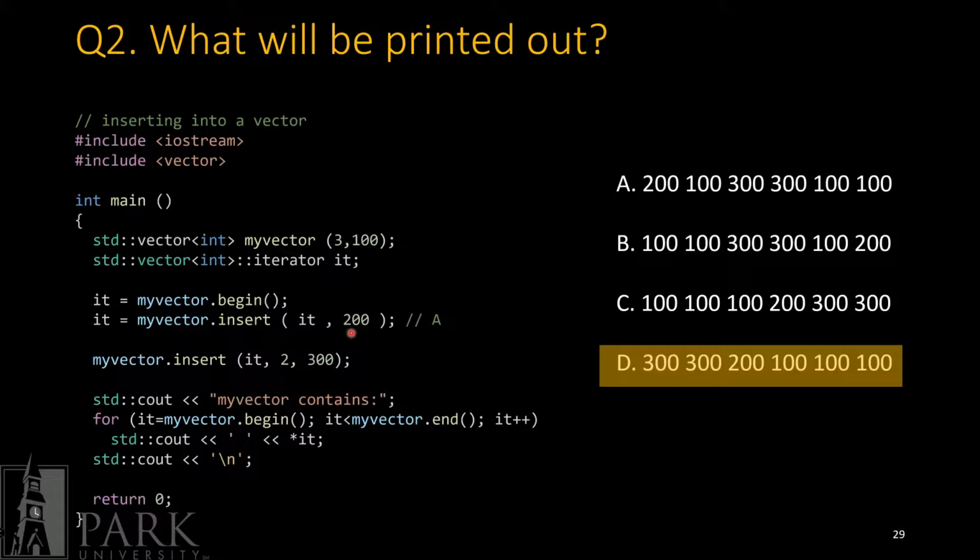So right there you can tell that at this point it's either option A or D, because 200 is behind the hundreds and here 200 is behind the hundreds.